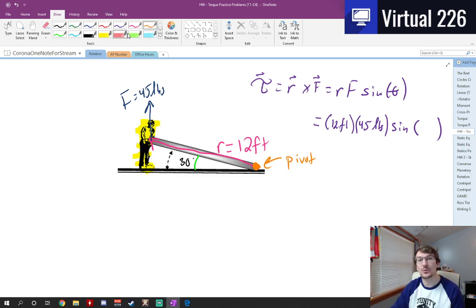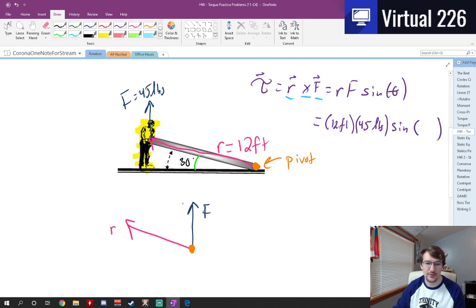What we want to do is redraw this by translating the force back to the pivot. So if here's our pivot right here, we have the moment arm going up like this. This is R. And our force vector is acting straight up. This is F. And we want the angle going R cross F, so we want to go from the R vector to the force vector. That's the angle we want.